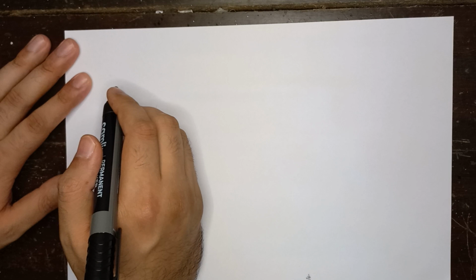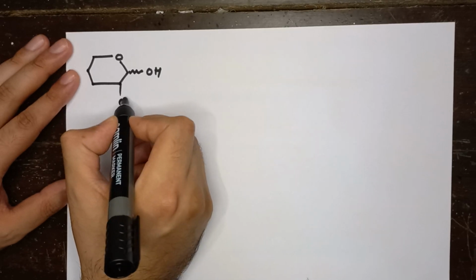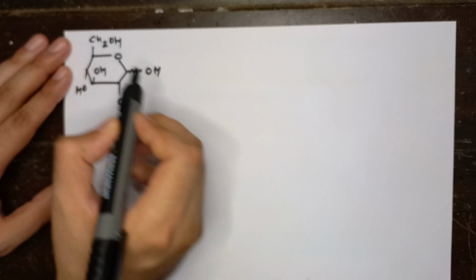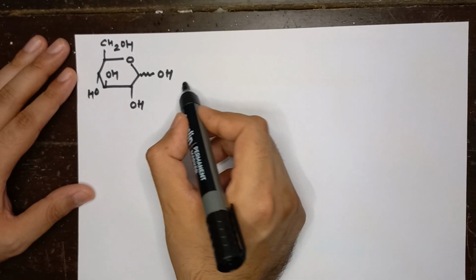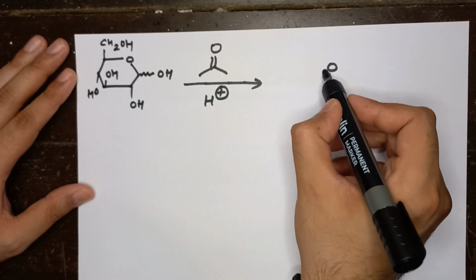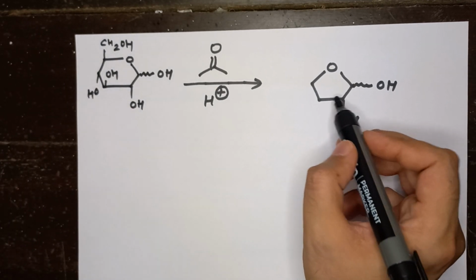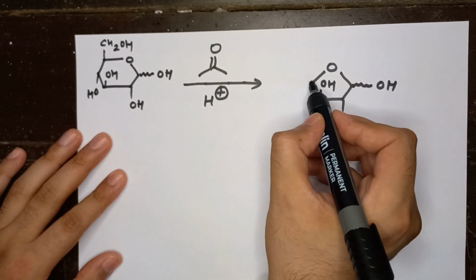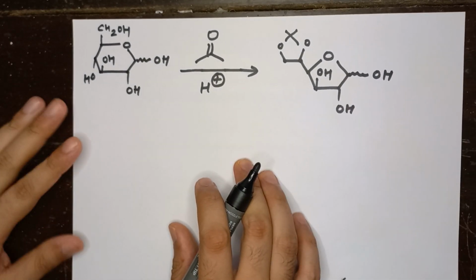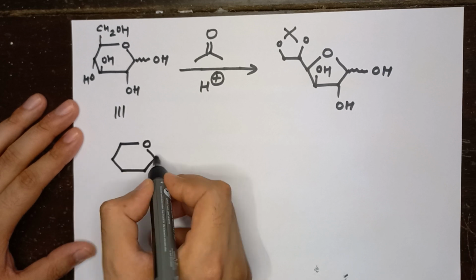Okay, so let me quickly write the reaction. I'm reacting this with acetone with H2SO4, that will give me H plus ion, and the product we are getting is OH above the plane, oxygen, oxygen, and this is protected now. Okay, so I can write this as O.